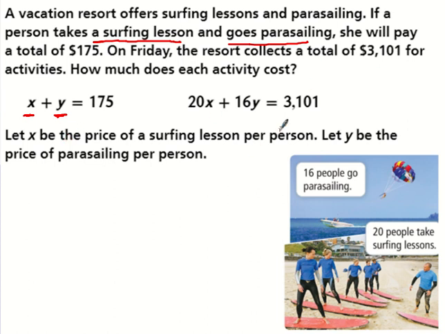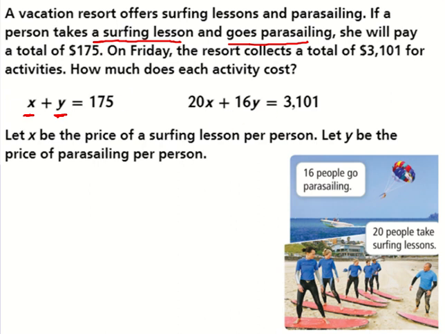Well, the resort on Friday collected $3,101 total for all the activities of surfing and parasailing. 16 people went parasailing, so we're going to use y for that. So 16 times the amount of how much it costs to go parasailing. 20 people went surfing, so 20 times however much it costs to go surfing. If I add up both of these, this is going to give me the total amount of fees they made, which is $3,101. What we want to figure out is how much does each activity cost.